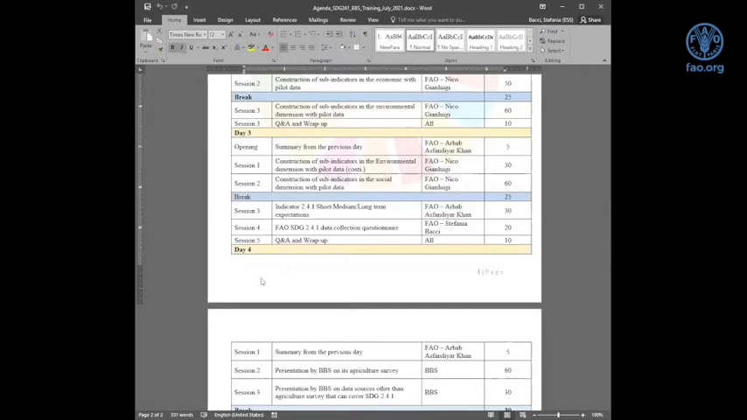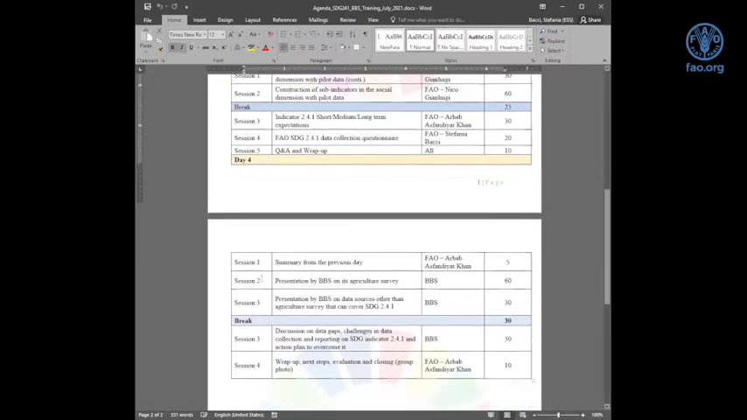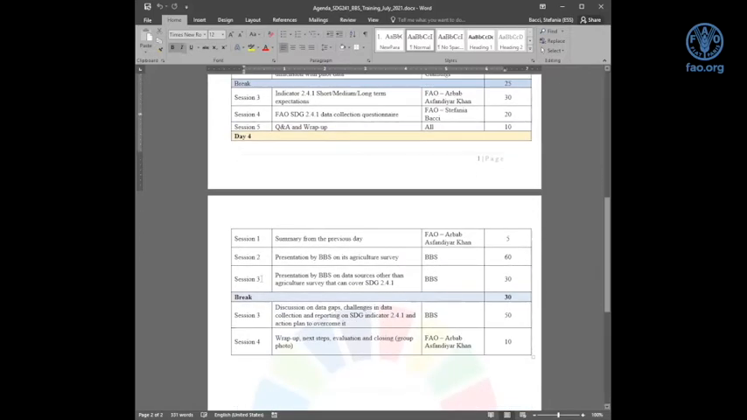And finally, I will present the data collection questionnaire that FAO is using to collect the data from all the countries. On the 4th day, so the last day, the floor will be given to you, so to Bangladesh Bureau of Statistics, and you will present your agricultural survey and all the other data sources that can be used to collect some data on the SDG 2.4.1.